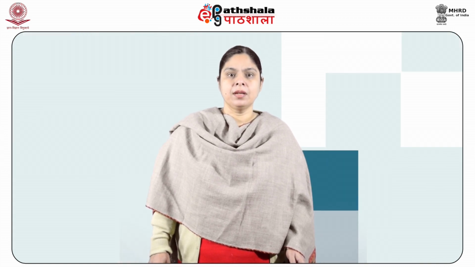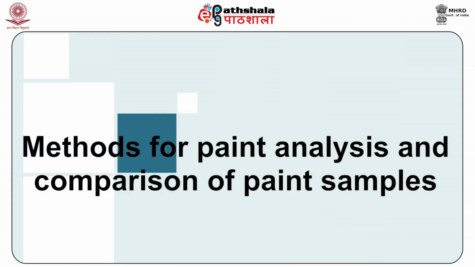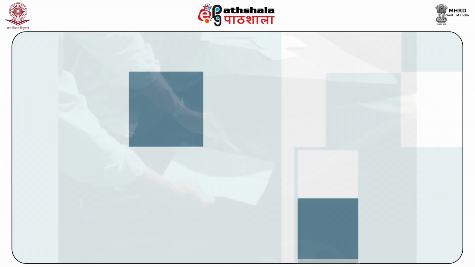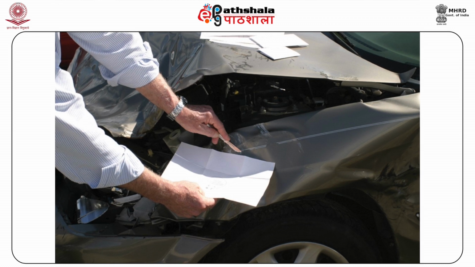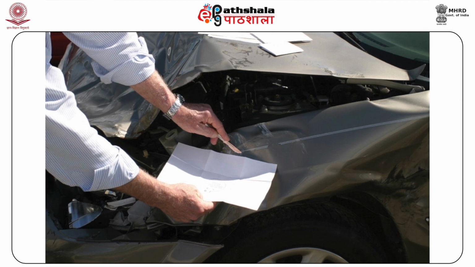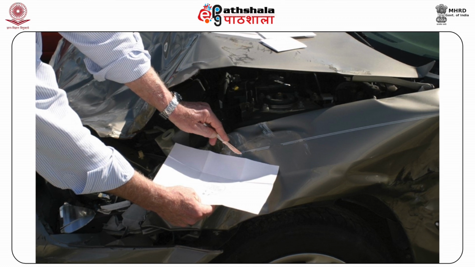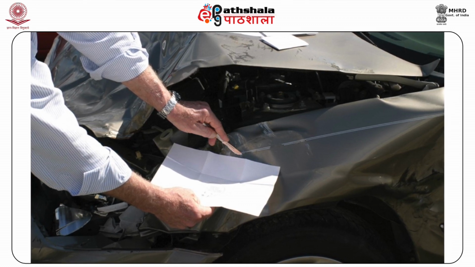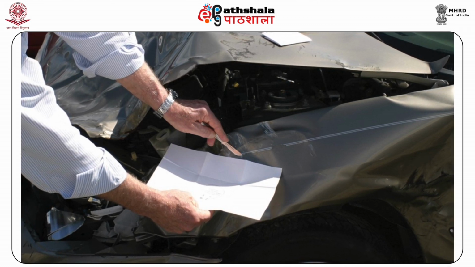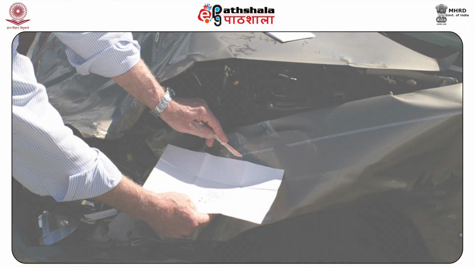Now let us come to the next topic of different methods for paint analysis and thus comparison of different paint samples. With the help of paint analysis, it is easier to actually identify the possible make, the model and in fact even the year of manufacture of the motor vehicles from the paint collected at the scene of crime or accident. It is also possible to differentiate a motor vehicle repaint from the original equipment manufacturer.